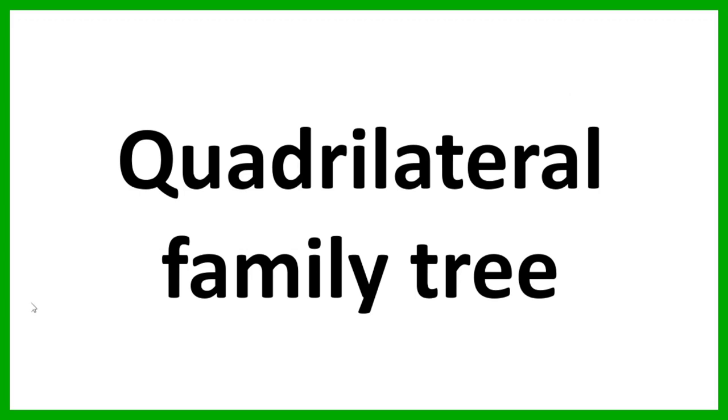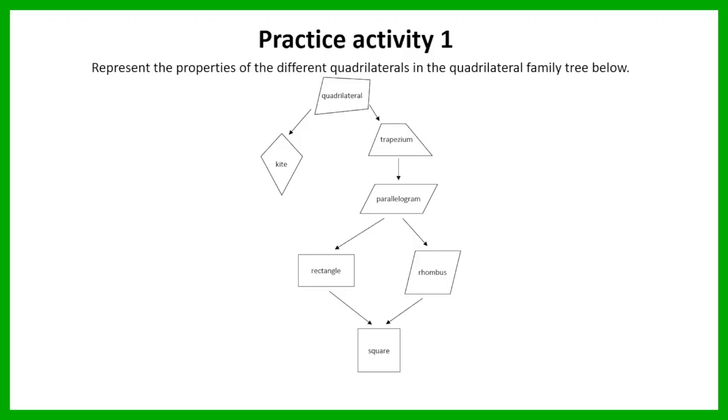Okay, so the quadrilateral family tree is just a way of structuring and looking at the relationships between the different types of quadrilaterals. So you can see over here, you've got just any quadrilateral. If you take that, you can get two families out of that. You can get kites, which have no parallel sides, or if you have a pair of parallel sides, you can get a trapezium.